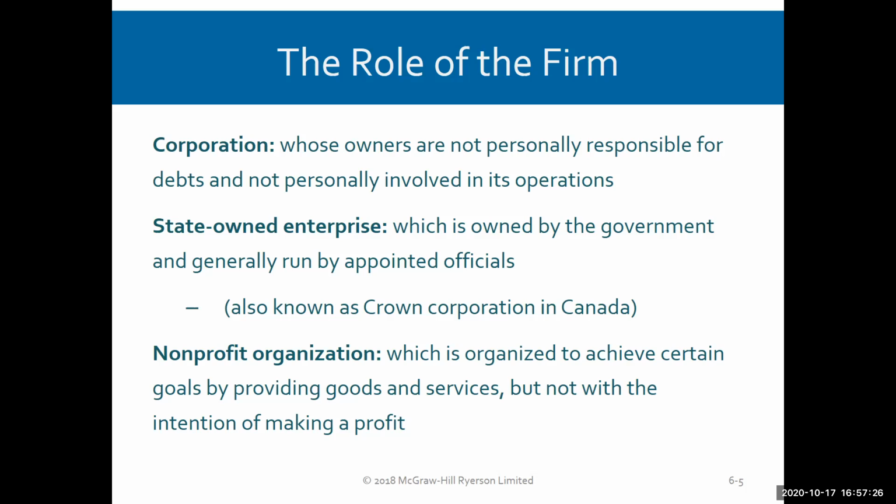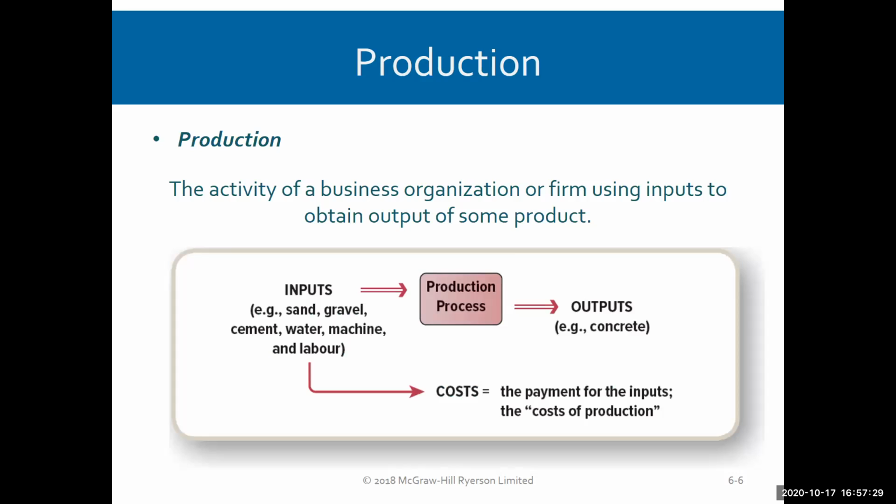Okay, let's take a quick look at, in a real simple sense, what we mean by production and what we mean by costs. So the activity of a business takes all the resources that are available. Remember, land, labor, capital, entrepreneurial spirit, and it combines them. So we call those resources inputs, as it shows on the slide. So, an example of making concrete. The inputs are sand, gravel, cement, water, machines, labor. All of those are inputs, and they can fall into the broad categories of land, labor, capital, enterprise.